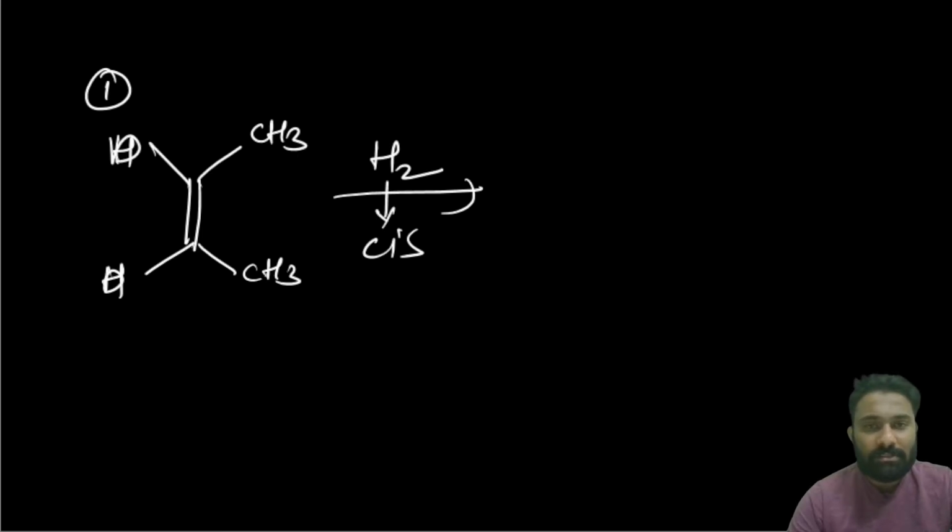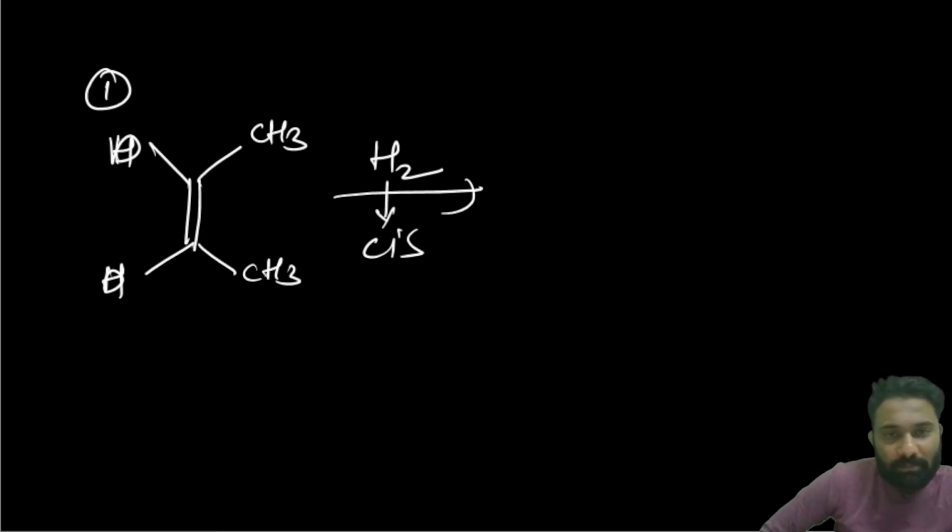Symmetrical cis upon cis addition, what will it give? Meso. Good. Symmetrical cis upon cis addition will give the meso. Okay, done. Next.